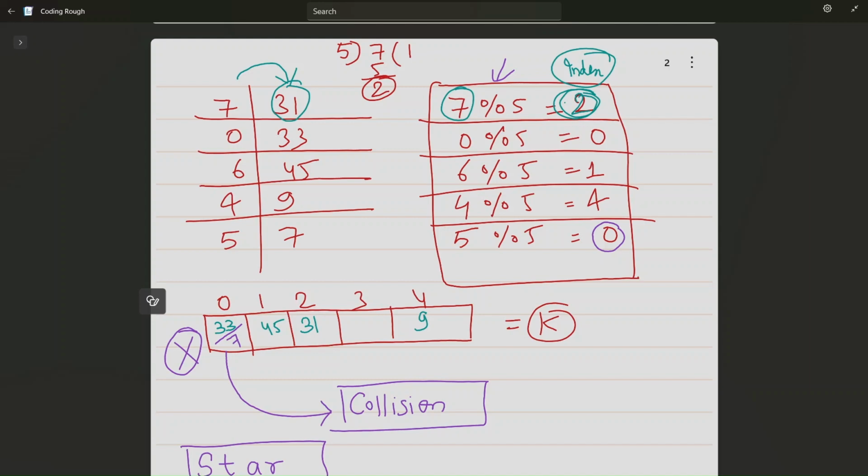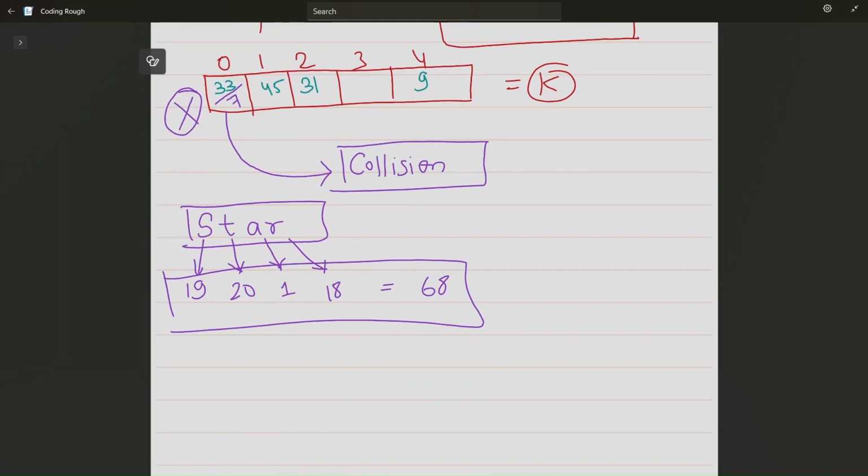Now the question comes: within the collision, is it possible to remove collision from hashing? No, it is not possible to remove collision from hashing. Collision will be there, and we cannot remove it. But we can decrease the amount of collision.